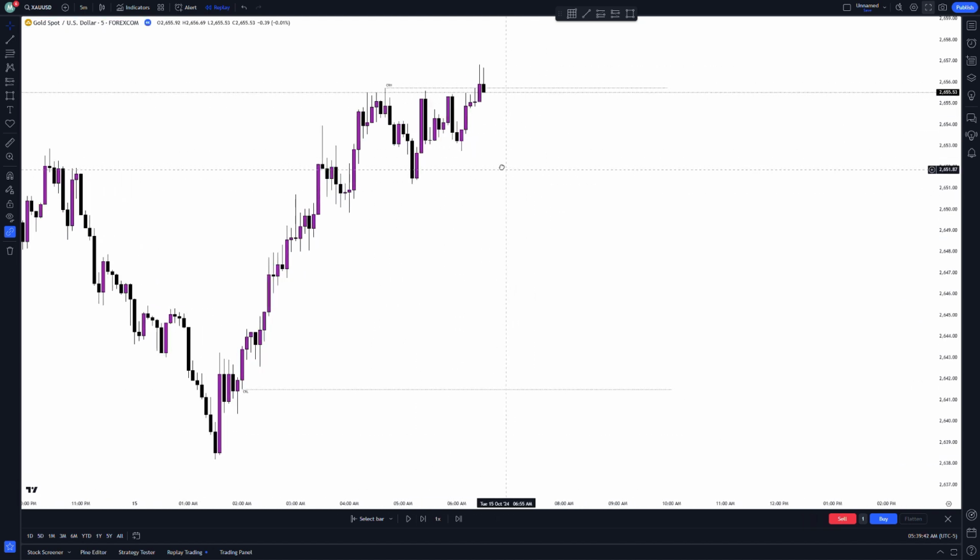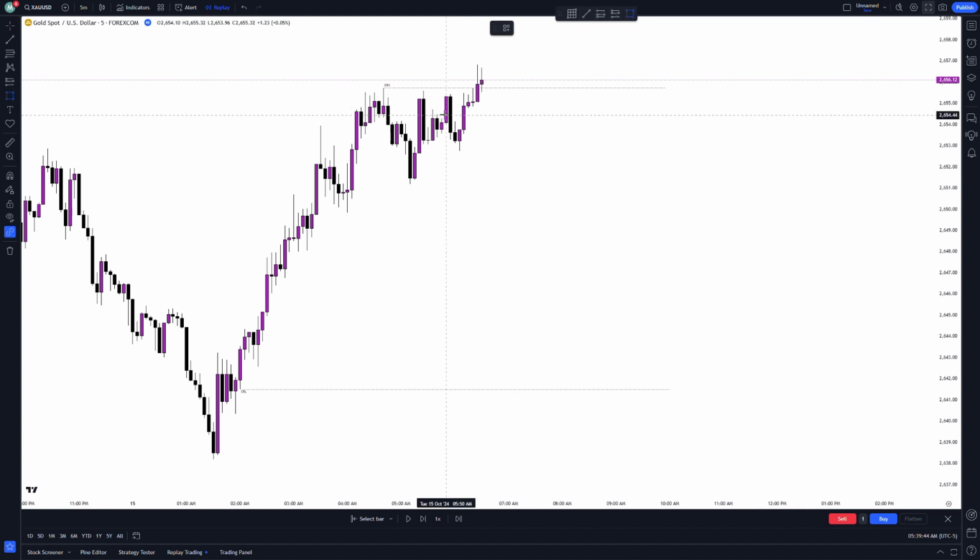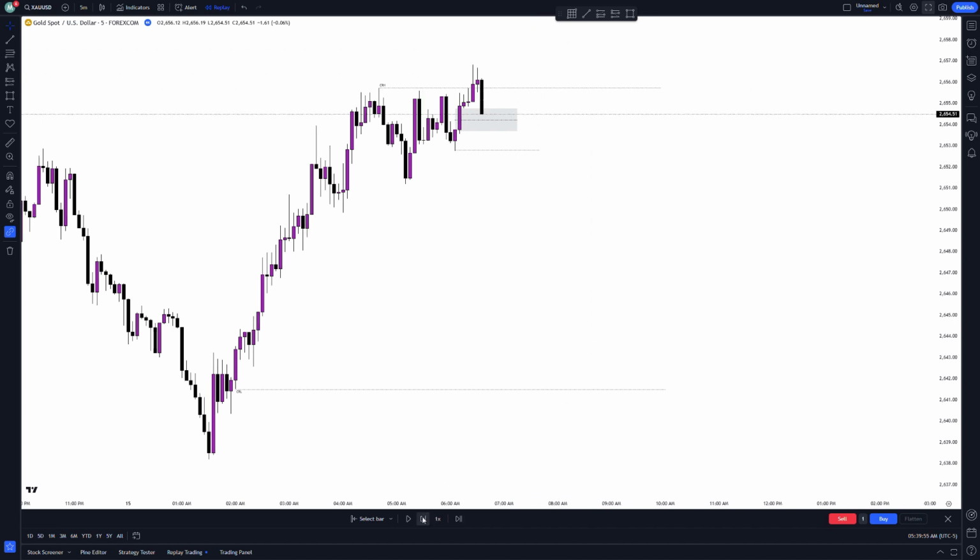So we have just swept the high. We want to see this fair value gap get inversed, right? Or either this low to be taken out. So this is where we see the reversals, right? So let's see what is going to happen.